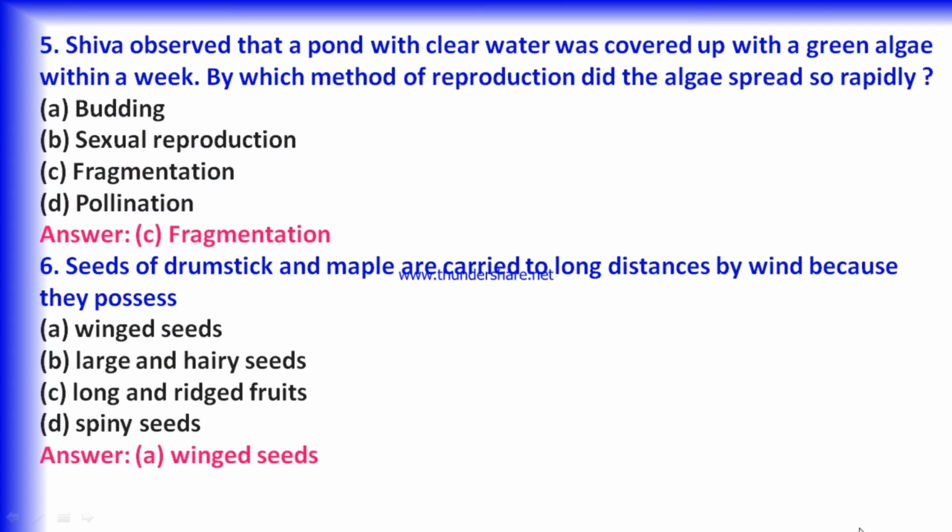Next, Shiva, here Shiva is a boy. Shiva observed that a pond with clear water was covered with green algae within a week. By which method of reproduction did the algae spread so rapidly?